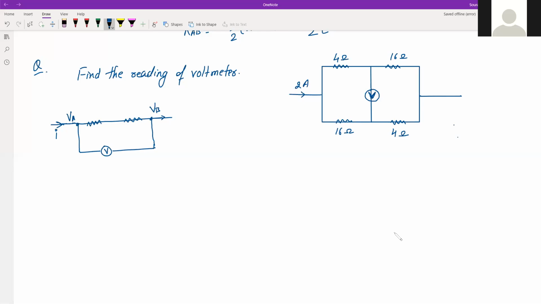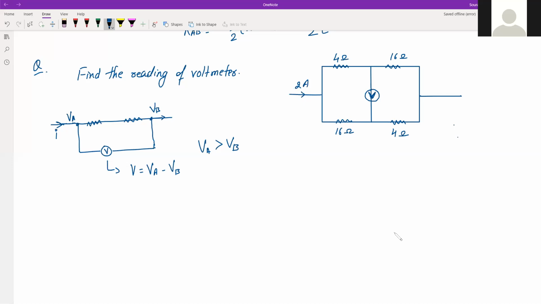What this voltmeter does, as you can see here, is it will be connected in parallel to the segment of the circuit across which you want to calculate the potential difference. So this reading of V is nothing but VA minus VB, because the current is flowing from A to B. So that's why VA is higher than VB. Current flows from higher potential to lower potential, or when current flows, the potential decreases.